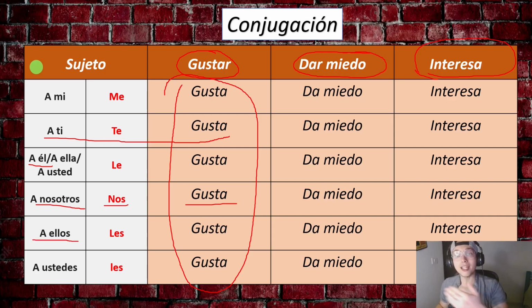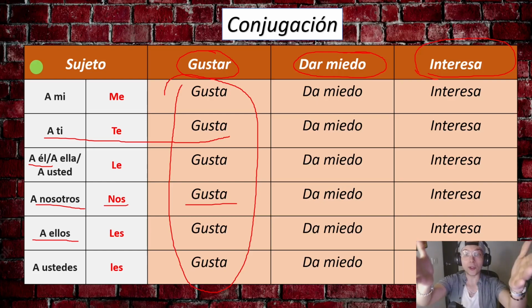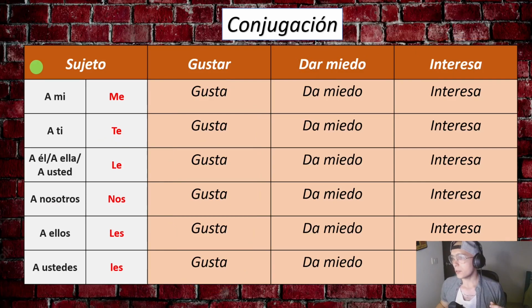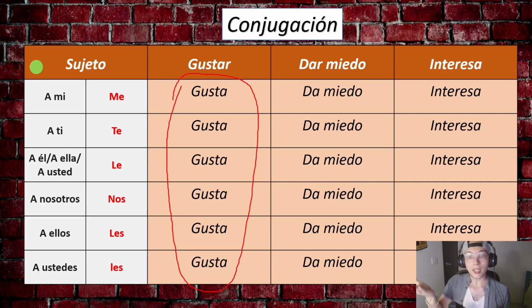A ellos les gusta. They like. And a ustedes les gusta. You like. Now, the reason why these verbs don't change is because as we are not doing the action, but the object that we like is doing the action, we treat this object as a third person, like when we conjugate él or ella, okay?